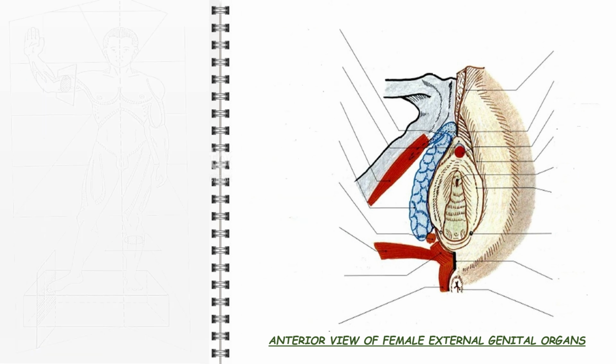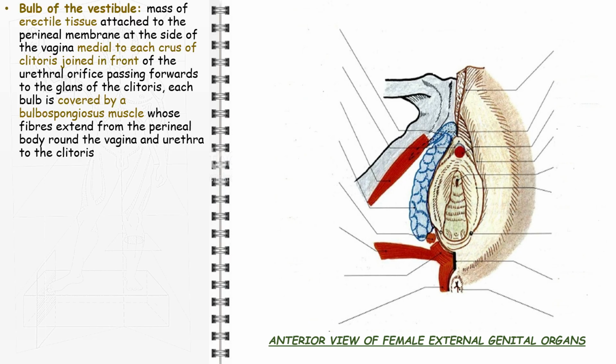The bulbs of the vestibule are 2 masses of erectile tissue attached to the perineal membrane at the side of the vagina medial to each crus of clitoris, joined in front of the urethral orifice passing forwards to the glands of the clitoris. Each bulb is covered by a bulbospongiosus muscle whose fibers extend from the perineal body round the vagina and urethra to the body of clitoris. They are 3.5 cm long.